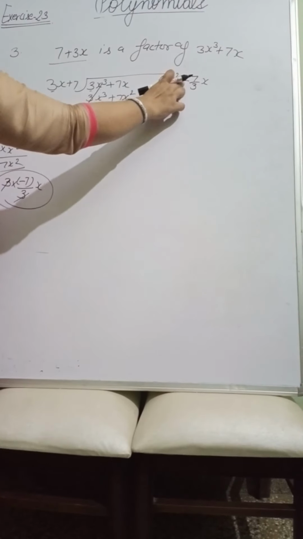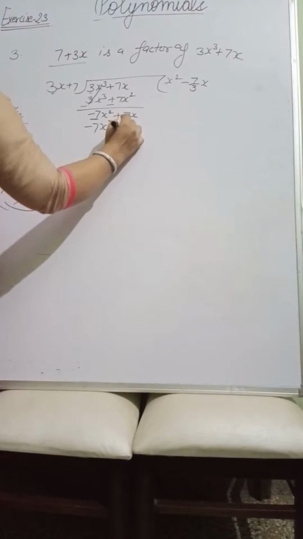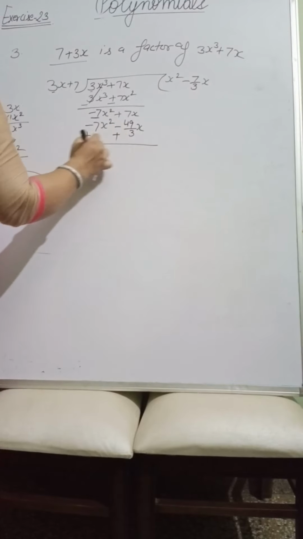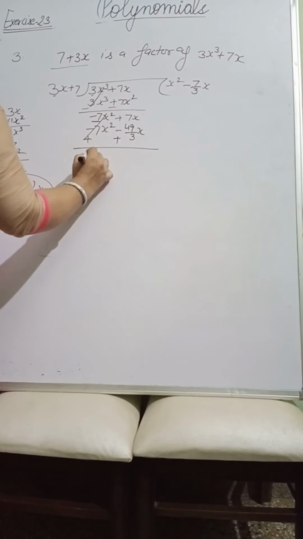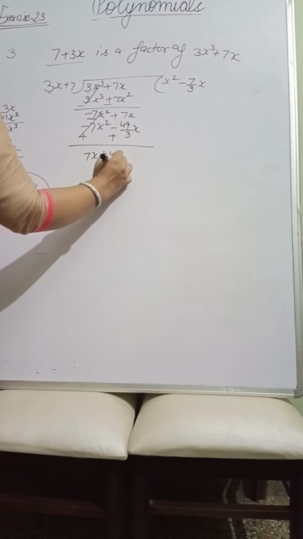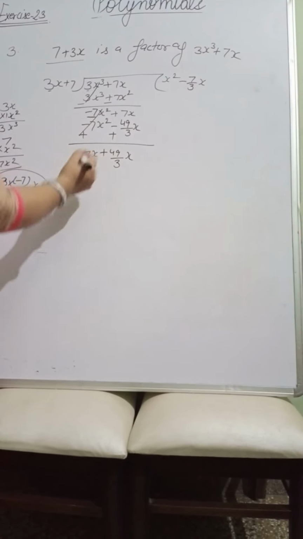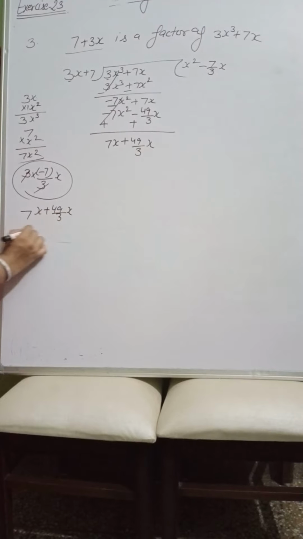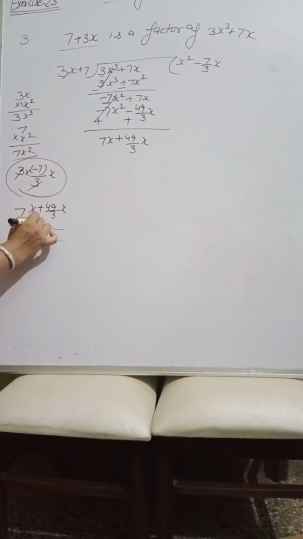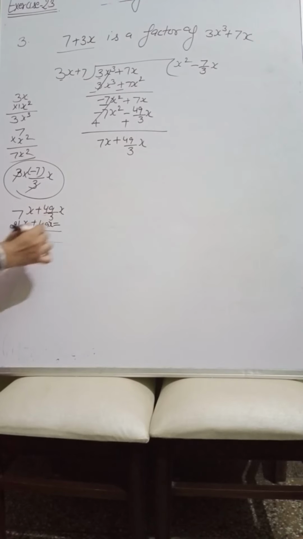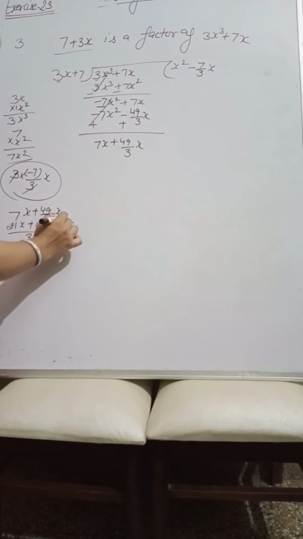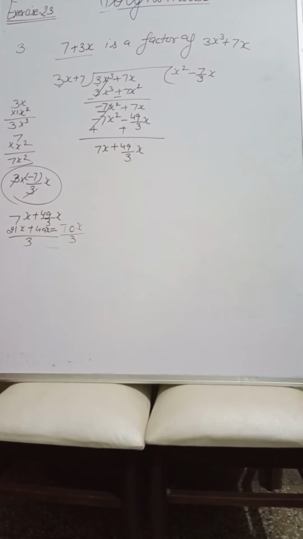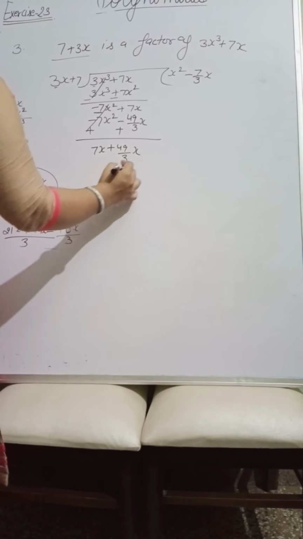After that, plus, minus minus 7, 7 sevens are 49 by 3x. Then change the symbols again, it will be cancelled, and here 7x plus 49 by 3x. Take the LCM, 3 will be the LCM, and 21x plus 49x, it will be 70x by 3.